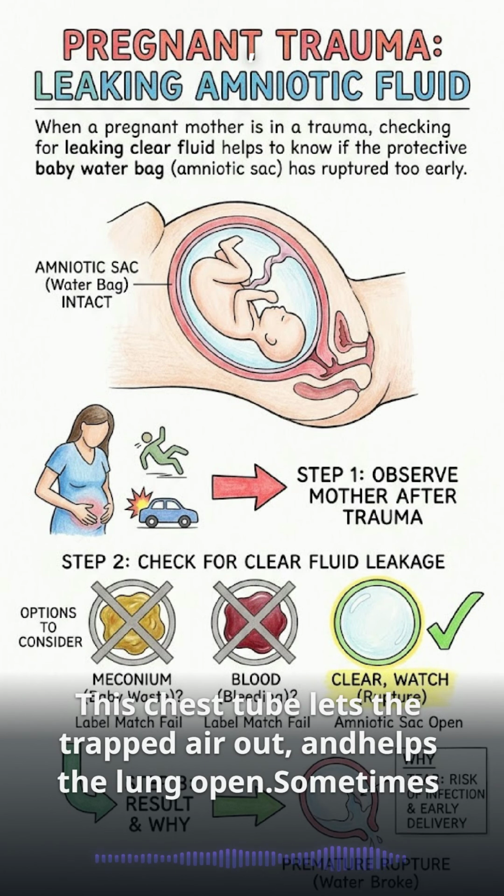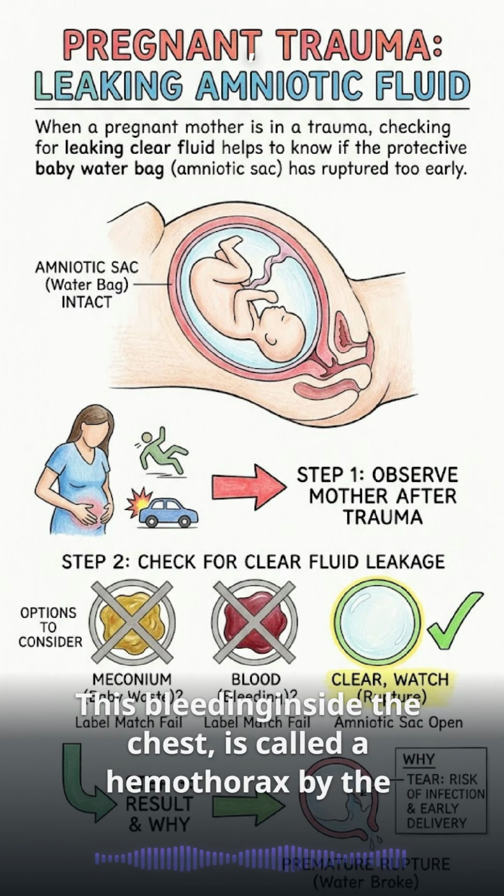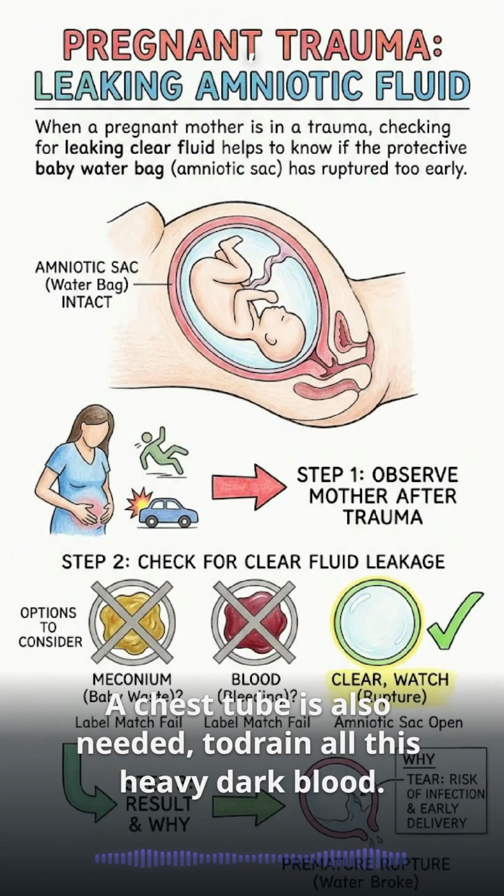Sometimes blood fills the chest space instead of just trapped air. This bleeding inside the chest is called a hemothorax by the doctors. A chest tube is also needed to drain all this heavy dark blood.